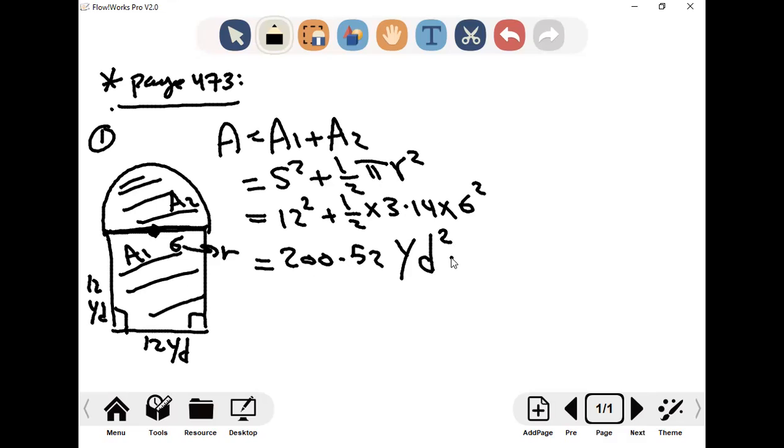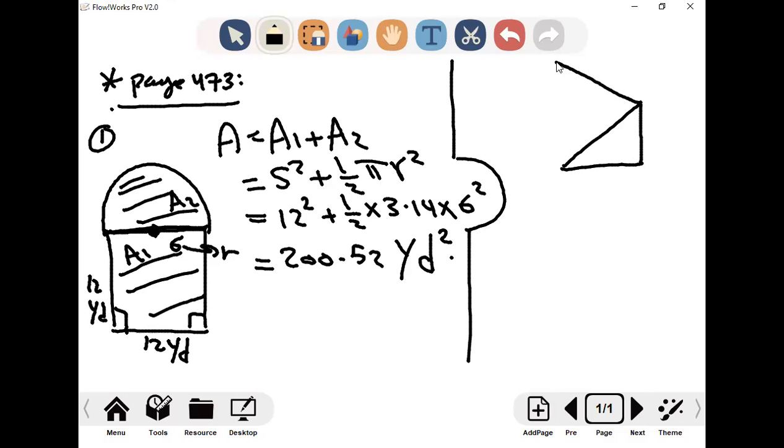Question 2. In question 2, we have two triangles over each other. The first one like this, and the second one like this. Here a right angle and here a right angle. Here they are both 4 feet. Here 3 feet, and here 5 feet, and here 6 feet. This is question 2.